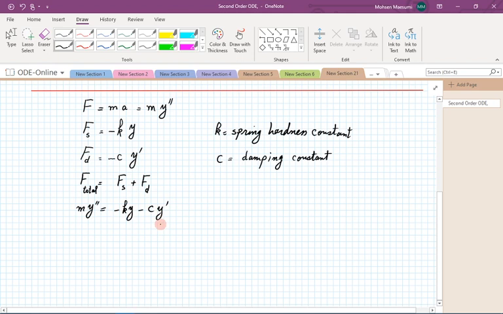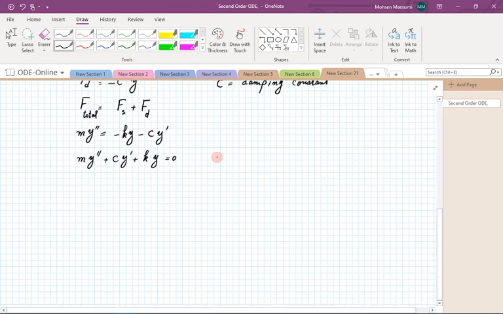Well, this equation is going to look a lot nicer if I write everything on the left-hand side and in order. So I'll have my y double prime plus cy prime plus ky is equal to 0. So that is our second order equation. That little animation we just looked at is an example of this equation.